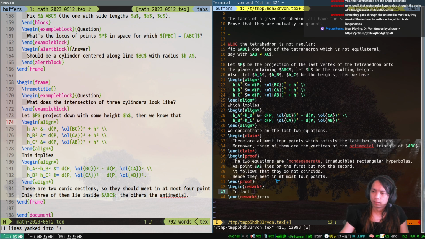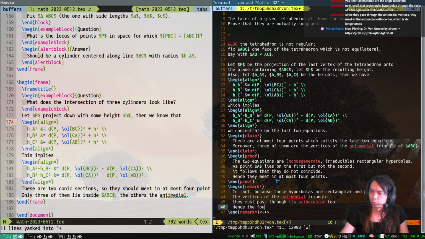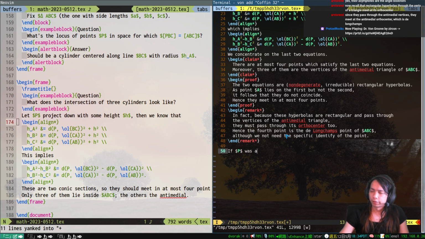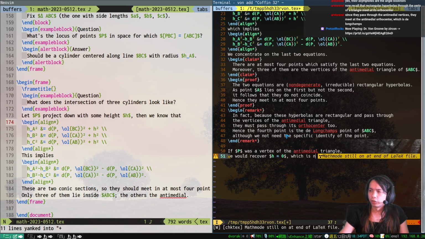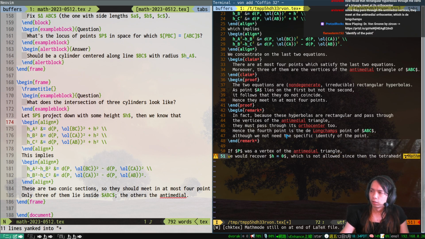Remark. In fact, because these hyperbolas are rectangular and pass through the vertices of the antimedial triangle, they must pass through its orthocenter too. Hence, the fourth point is the De Longchamps point, although we will not need the specific identity of the point. If P was a vertex of the antimedial triangle, we would recover h equals 0, which is not allowed since then the tetrahedron is degenerate.